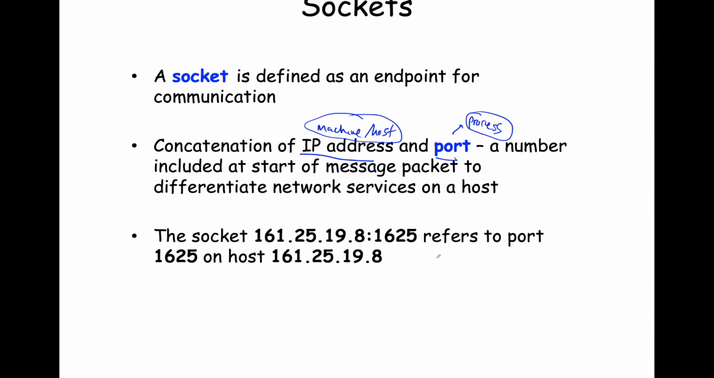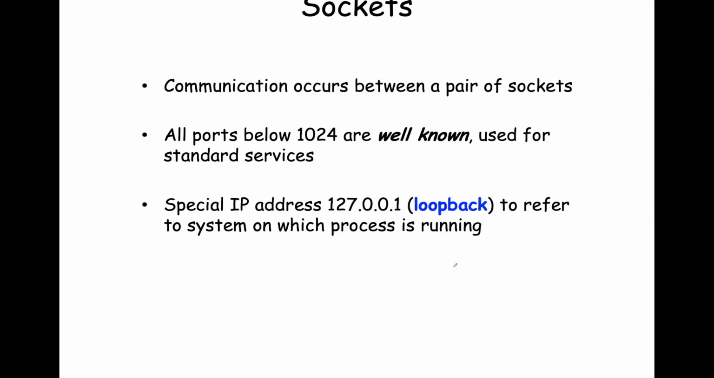And so, for example, this particular number, 161.25.19.8:1625, refers to the process associated with port number 1625 on the machine associated with IP address 161.25.19.8. Now, if you take computer networking in the spring, CSCI 330, we will go into great detail about the underlying plumbing and protocols that allow you to do this. But that's beyond the scope of this class.